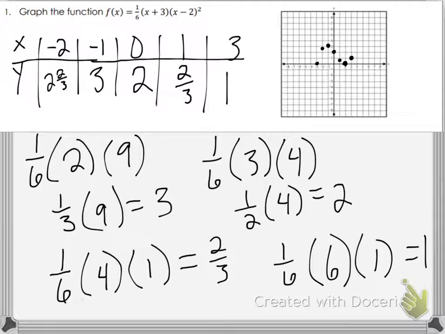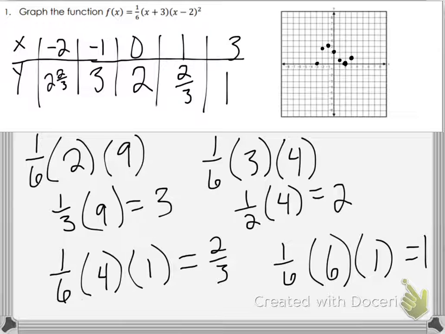If I were to multiply my function out, would my leading coefficient be positive or negative? Anyone have any ideas? Because this would be 1/6 times x plus 3 times x minus 2 times x minus 2. Would anything like that make my leading coefficient negative at all? No, it wouldn't. So my leading coefficient is going to be positive.